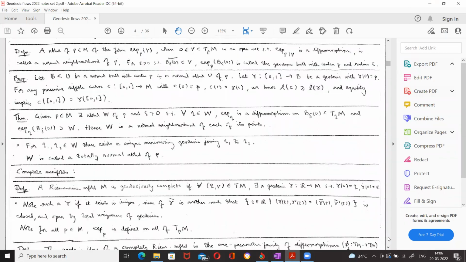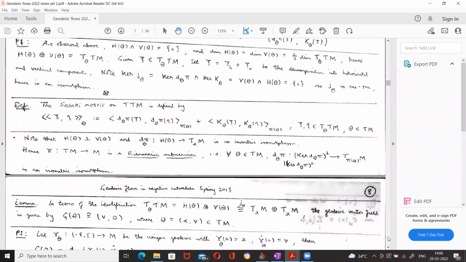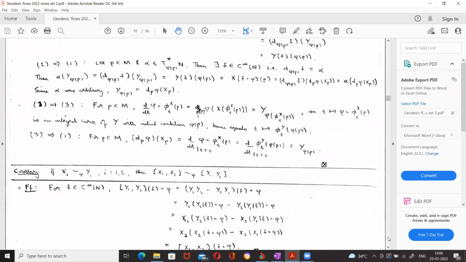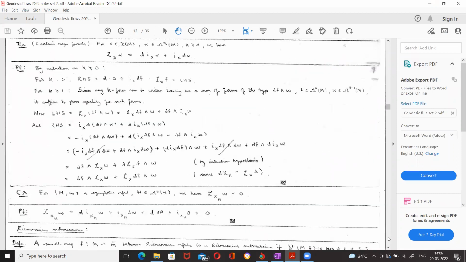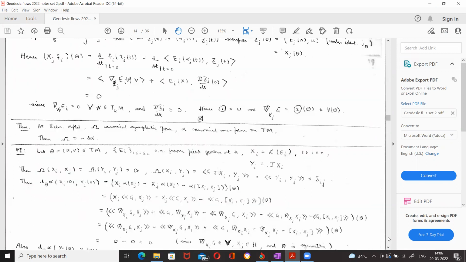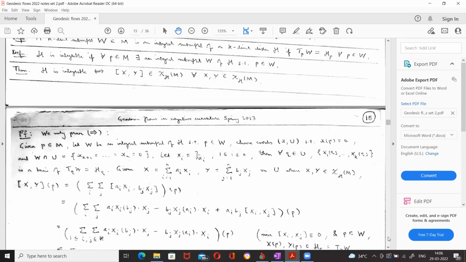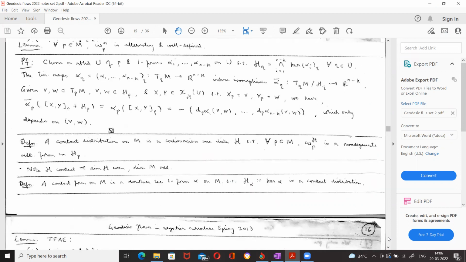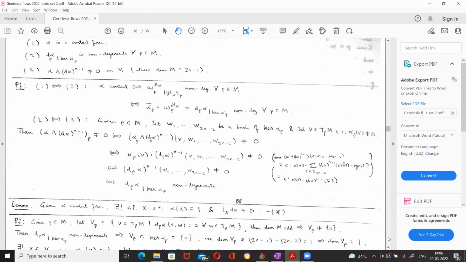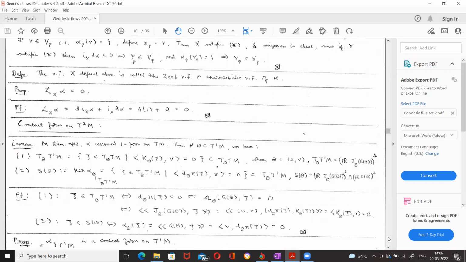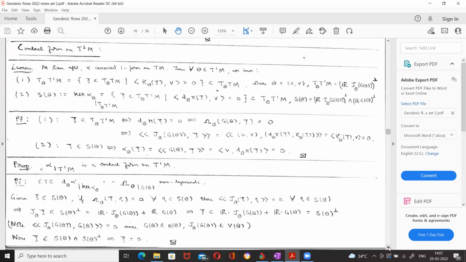So we have that the geodesic flow preserves the canonical one form alpha. And as a corollary, the Gauss lemma follows, right? You remember last time we showed the Gauss lemma follows from the fact that the geodesic flow preserves the contact form. In fact, the Gauss lemma is a special case of the fact that the geodesic flow preserves the contact one form, right?